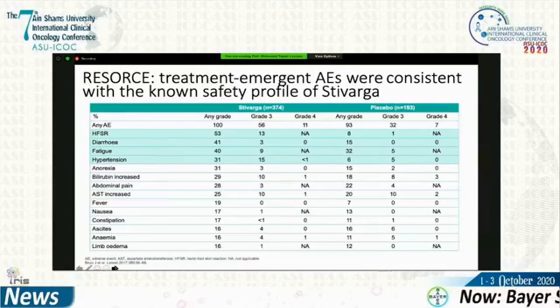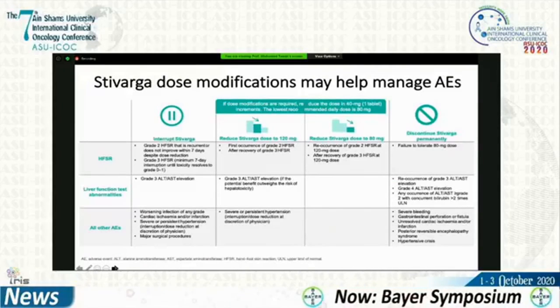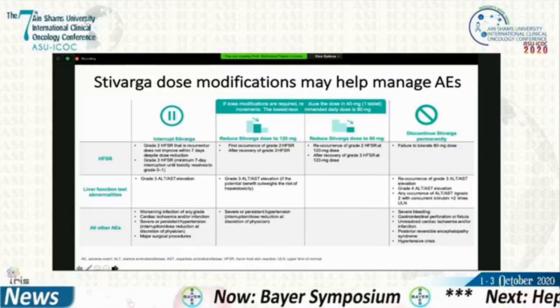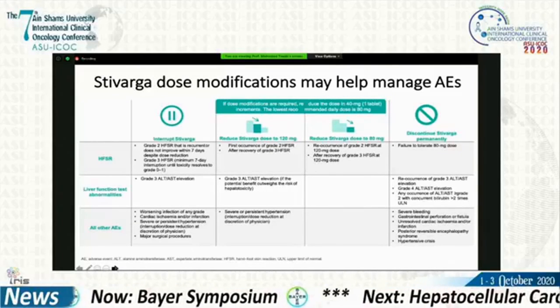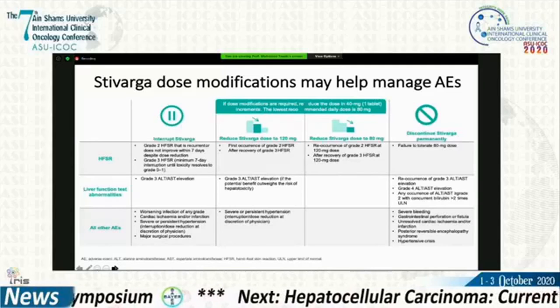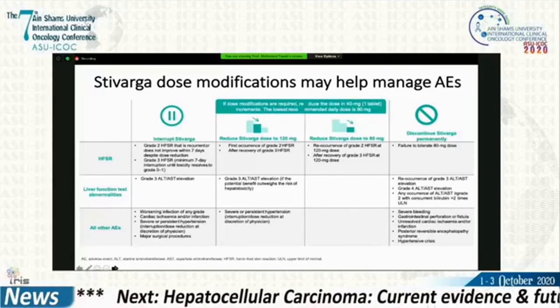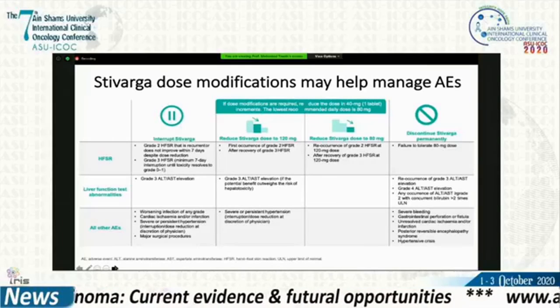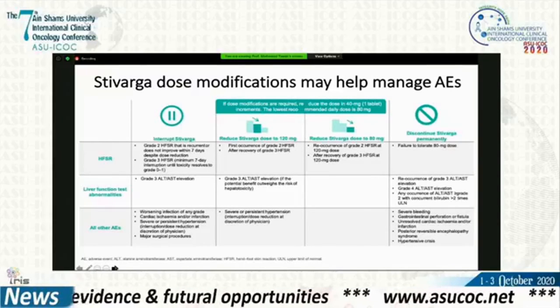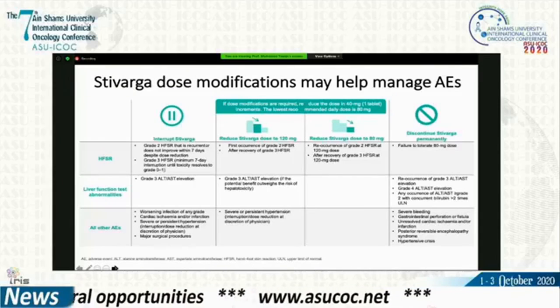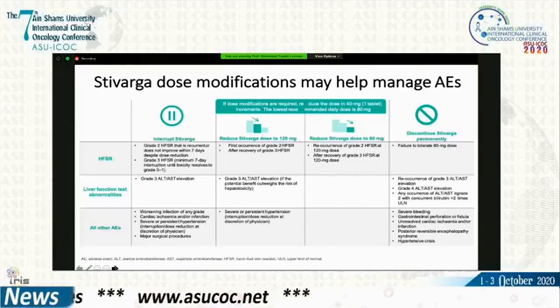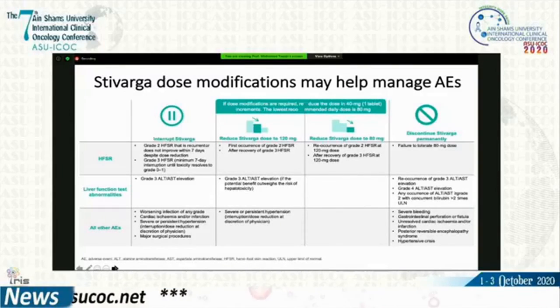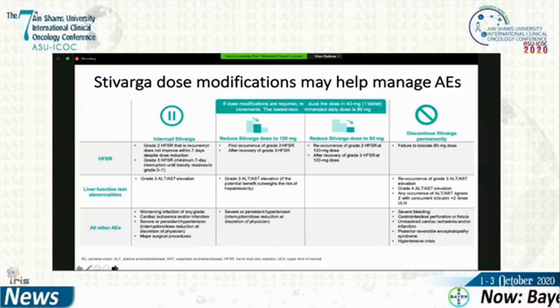Again, the treatment emergent adverse events were what we know with TKIs: hand-and-foot syndrome, hypertension, and Stivarga dose modification. As we said before, when we try to dose modify Stivarga, we decrease by 1 tablet from 160 to 120 to the lowest dose modification of 80 milligram. And upon the toxicity resolved, we can increase again to 120 and 160.